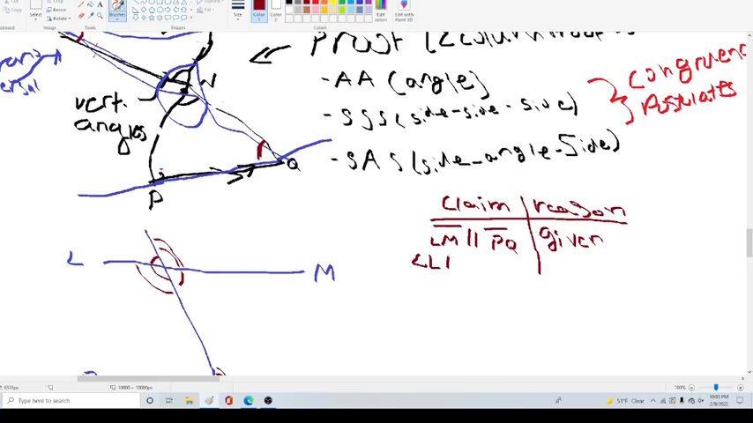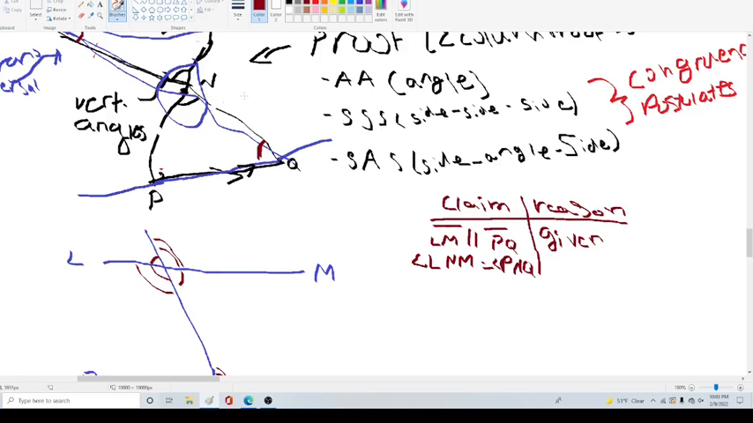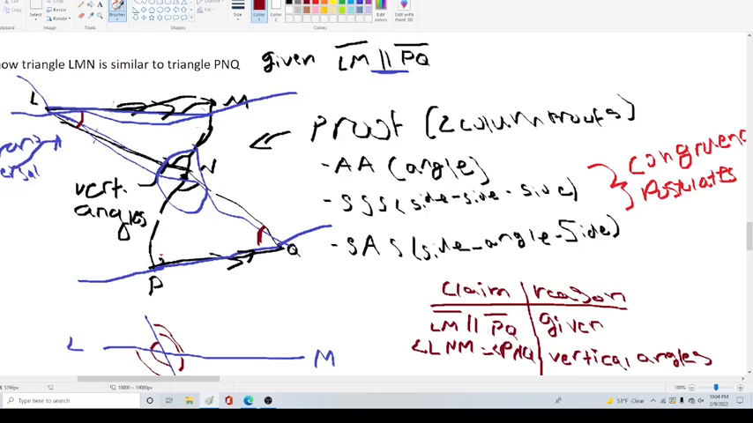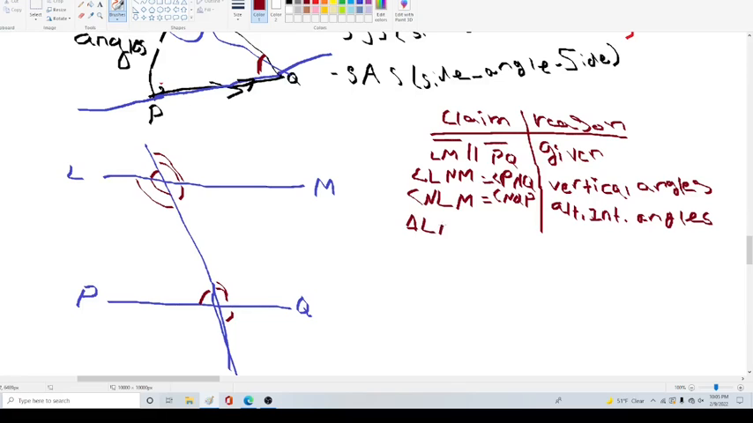So let me write this out. Angle LNM is equal to angle PNQ. Because N is in the center, that's the angle we're focusing on. And we say that they're congruent by vertical angles. Our last one was angle NLM is congruent to angle NQP by alternate interior angles. And then with this, we can say triangle LNM is similar to triangle PNQ by AA, the angle-angle postulate. Alright, and that's how you write it up.